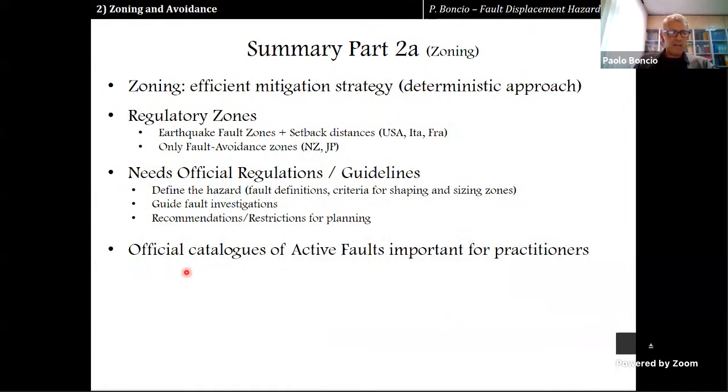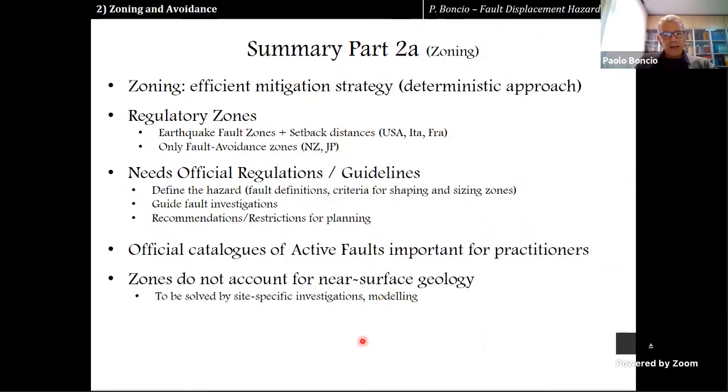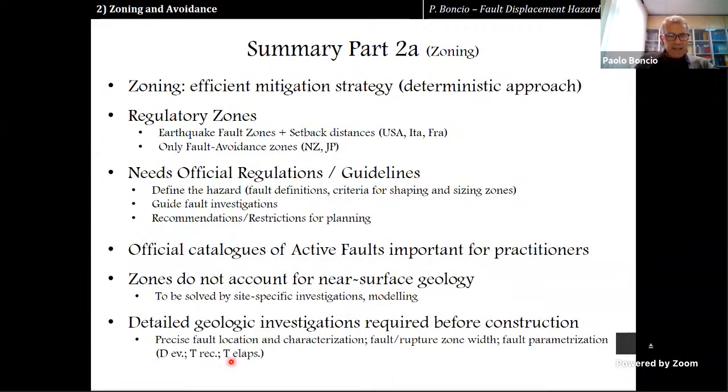I didn't talk about that, but the official catalogs of active faults are very important for practitioners, because often practitioners don't know what is an active fault and what is not an active fault. And in general, zones do not account for near surface geology. So this problem can be solved only by site-specific investigation and modeling. In any case, detailed geological investigations are required before construction to define all the relevant parameters: the precise location of the fault, the fault characterization, the width of the fault zone, displacement per event, etc.